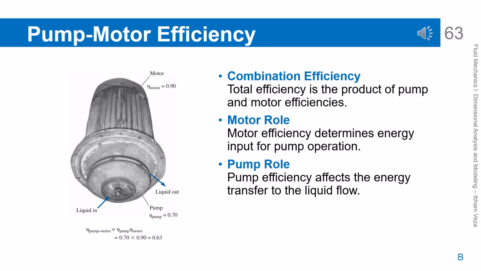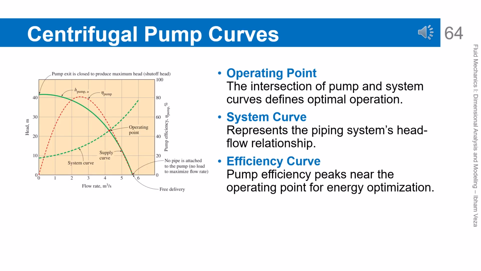Losses in either component directly reduce the overall system efficiency. Therefore, the motor and pump must be selected as an integrated unit. Centrifugal pump curves. The pump operating point is determined by the intersection of the pump curve and the system curve.